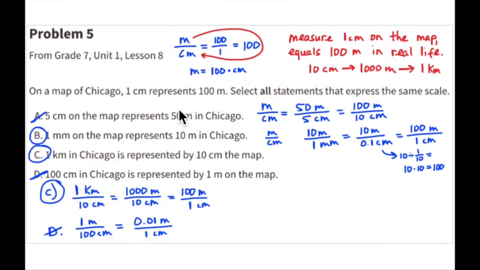Okay, this is problem number 5. For this problem, you have a map of Chicago, and they tell you that the scale on that map is that if you measure 1 centimeter on the map, then that's 100 meters in real life.